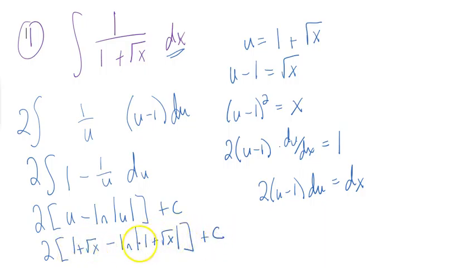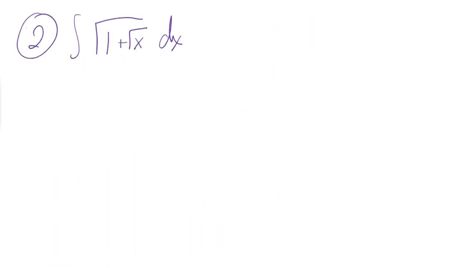You can actually even take away the absolute value bars here because 1 plus the square root of x, if you think about your square root of x toolbox function, it's always going to be positive. And so 1 plus a positive will be positive, and you don't need the absolute value bars. So this is the first example.